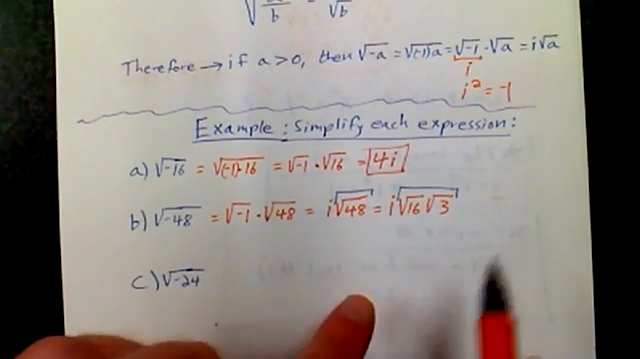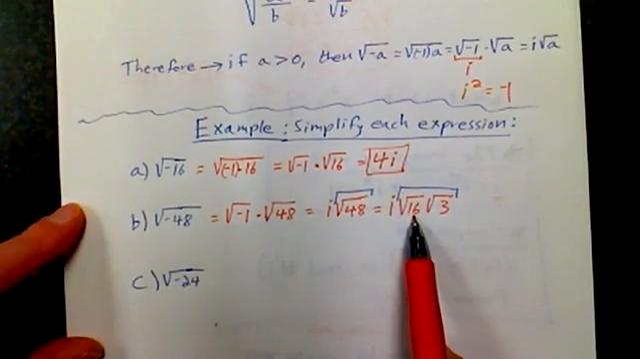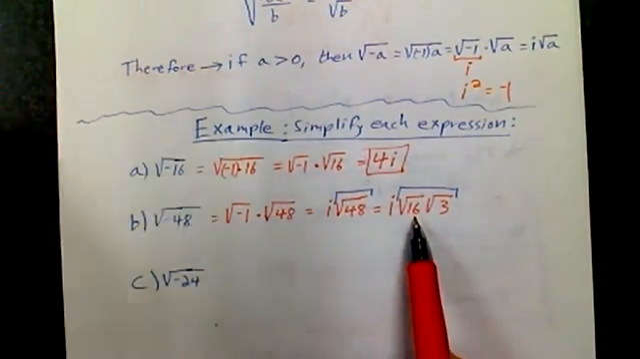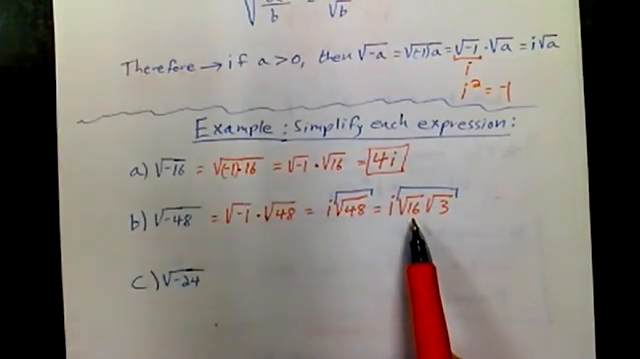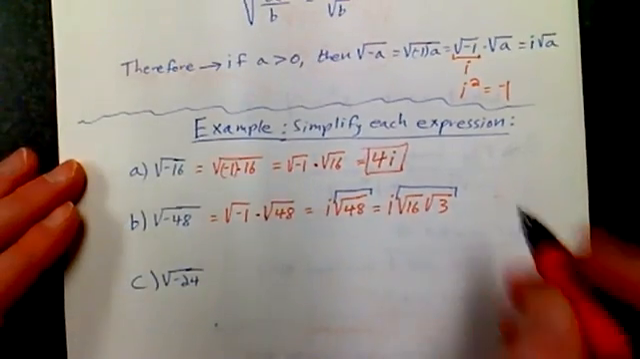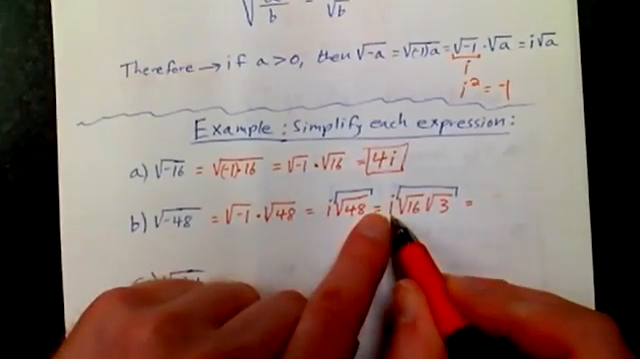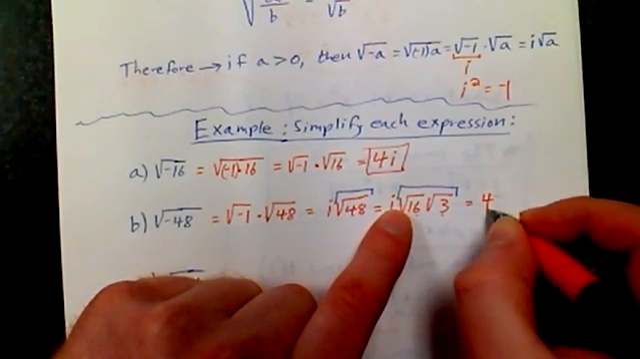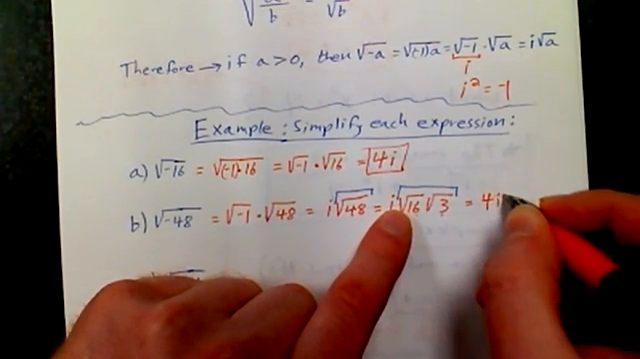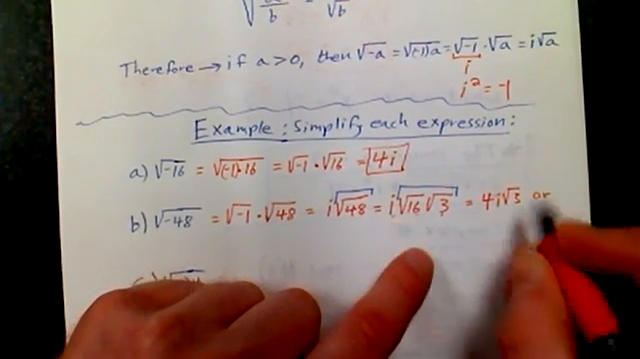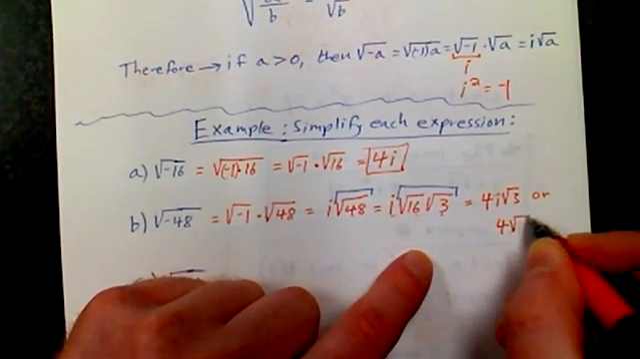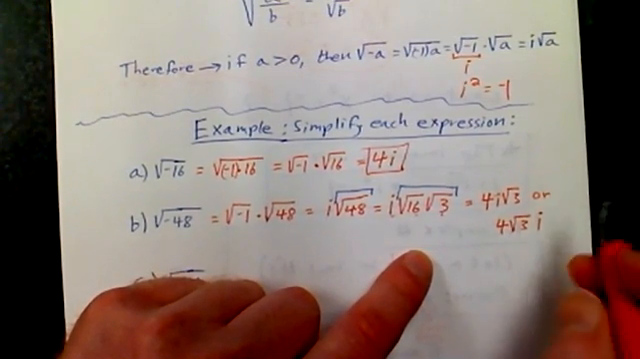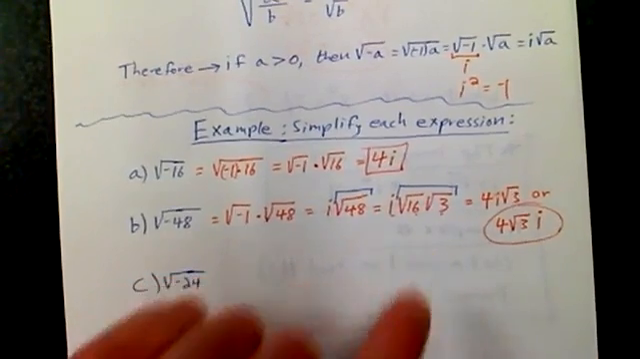And usually when I do that, I look for the biggest perfect square. So perfect square, I mean 1, 4, 9, 16, 25, things we know the square root of. Well, why did I do that? Well, now this is i times 4 times the square root of 3. So this is 4i square root of 3, or usually the way I write it is 4 square roots of 3 i. Okay? In fact, I prefer that one.